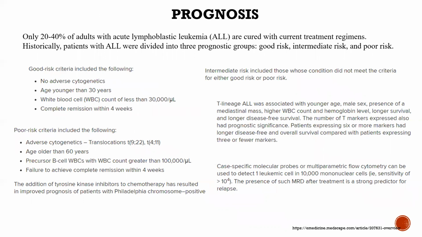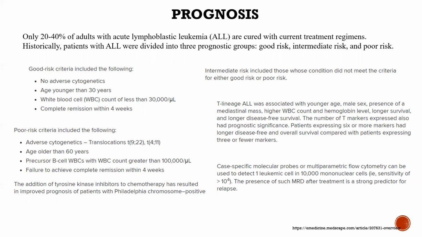Only 20 to 40% of adults with acute lymphoblastic leukemia are cured with current treatment regimens. Historically, these patients can be divided into 3 prognostic groups: good, intermediate, and poor risk. Intermediate risk includes those with conditions that do not meet criteria of good risk or poor risk. For good risk, it's no adverse cytogenetics, younger age, white blood cells less than 30,000 per microliter.